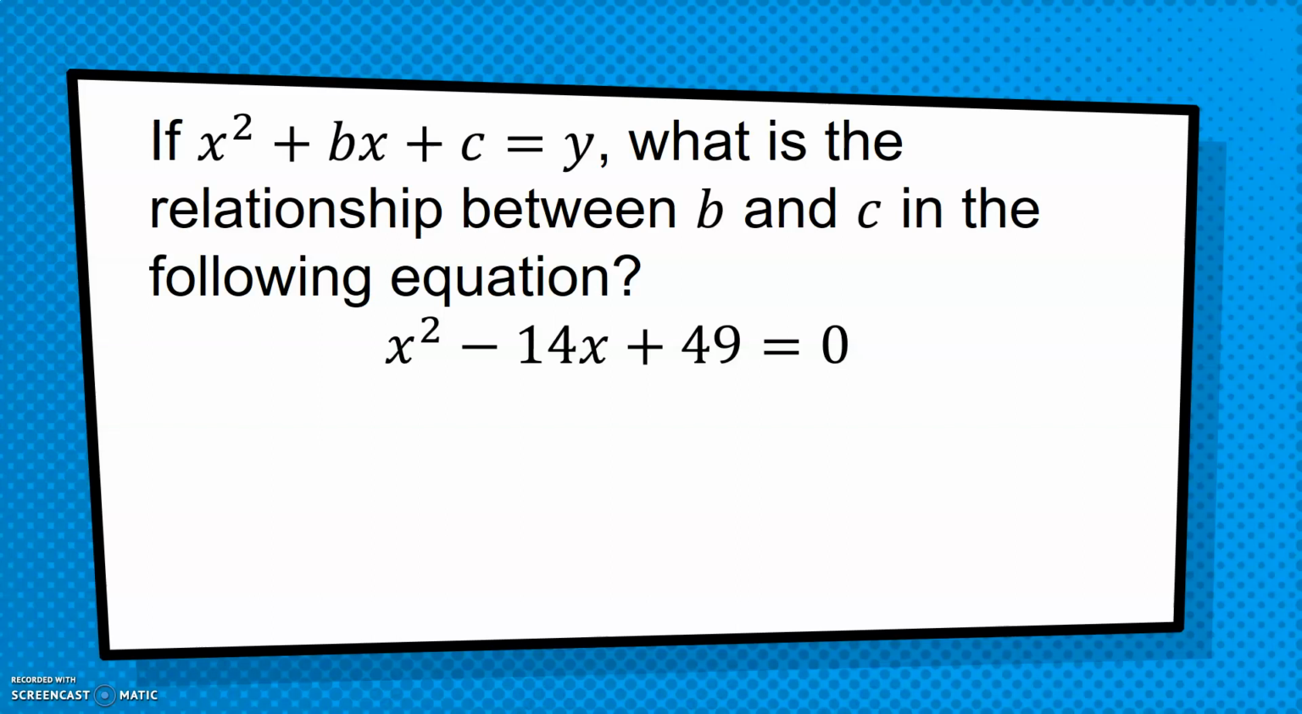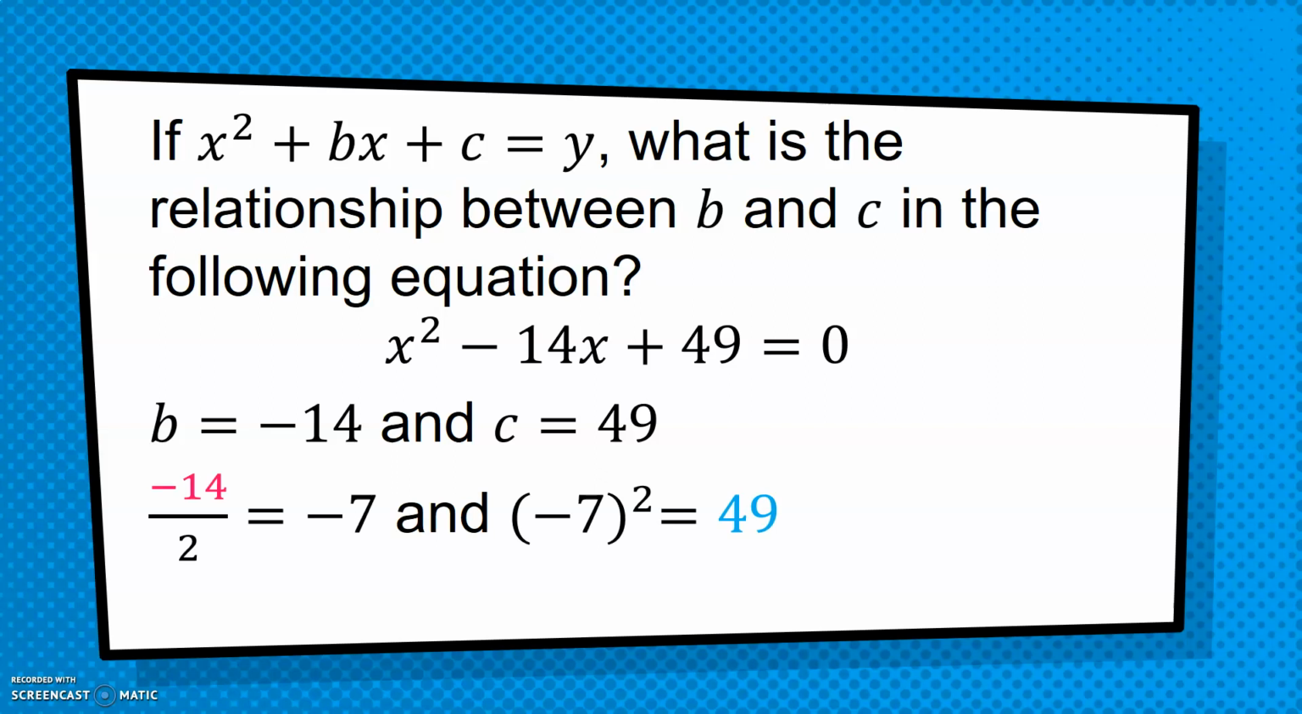So now I have x squared minus 14x plus 49, and I said that equals 0. Now I want to know, does that relationship hold? Well, b is negative 14 and c is 49. Let's take half of b and then square it and see if we get c. Half of negative 14 is negative 7. And then when I square negative 7, I get 49.